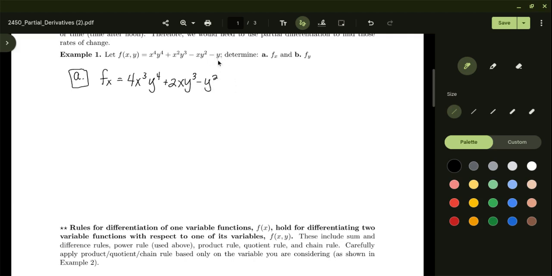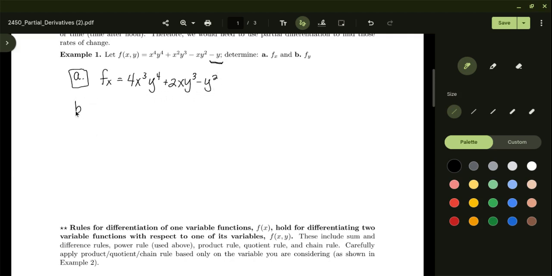And then our last term is negative y. Because in this case, since we're only taking the derivative with respect to x, this term is actually just a constant. And so remember that the derivative of a constant is 0. So we have found our partial derivative of f with respect to x.